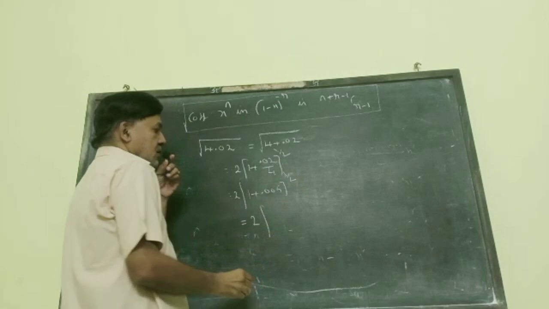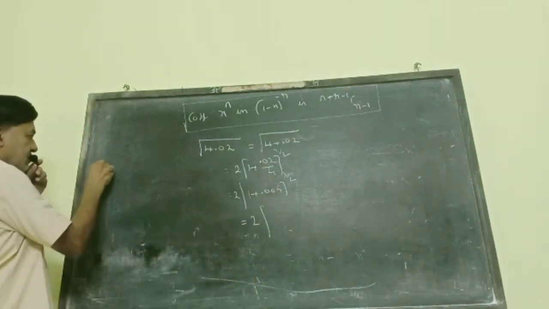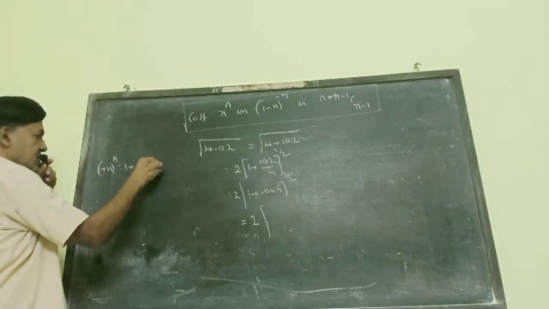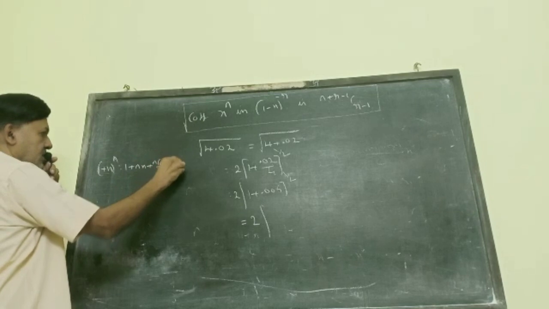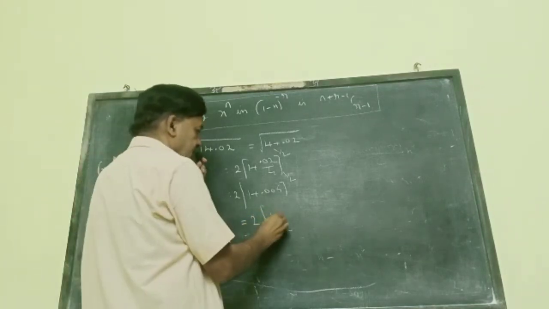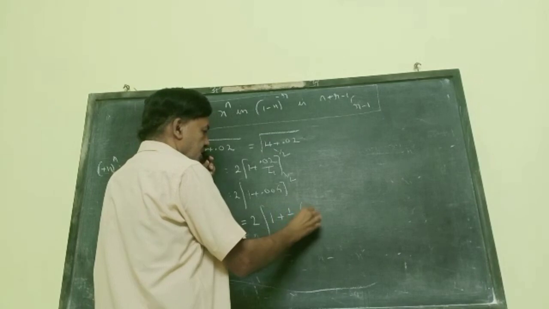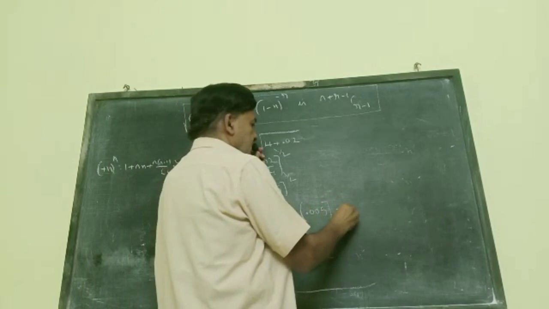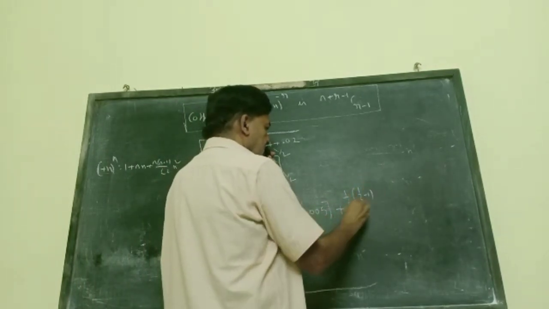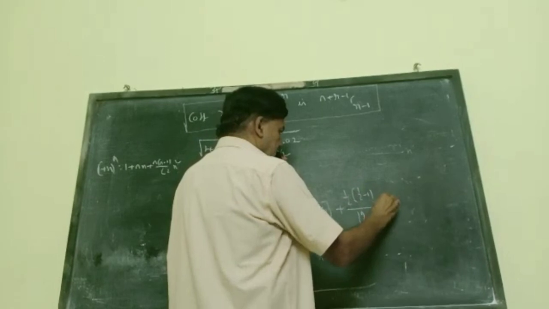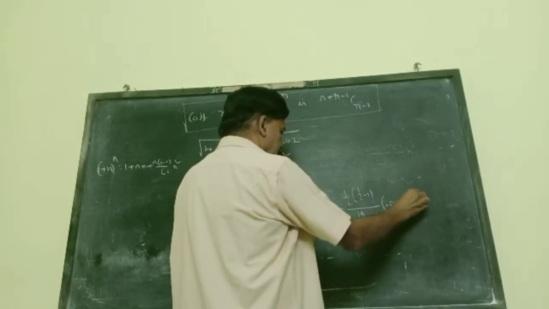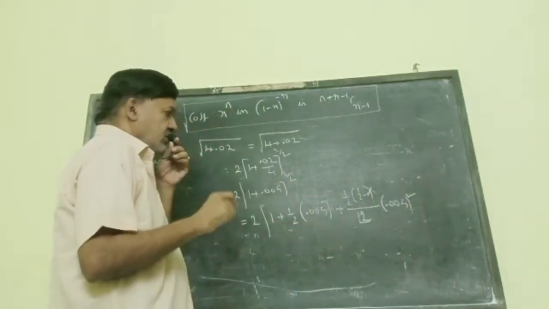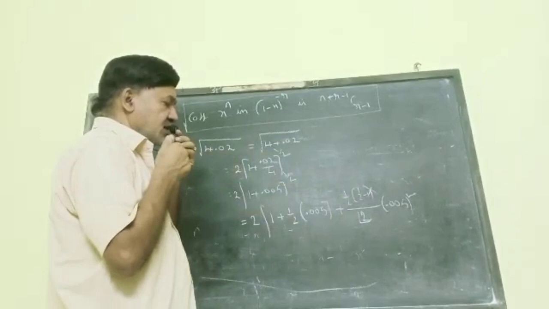Binomial theorem for rational index: (1 + x)^n is 1 + nx + n(n - 1)/factorial 2 x squared. So 1 + n into x, that is 0.005. Next you are going to get (1/2)(1/2 - 1)/2 into (0.005) whole square. See, this can be neglected because we will go up to only 4 decimals.